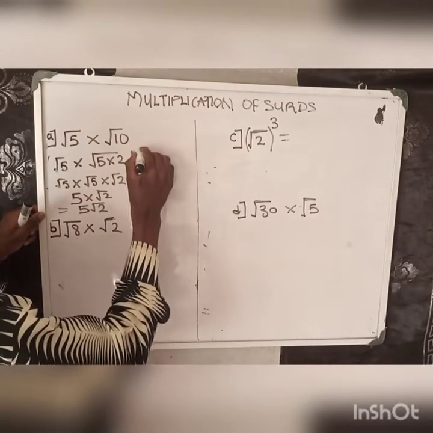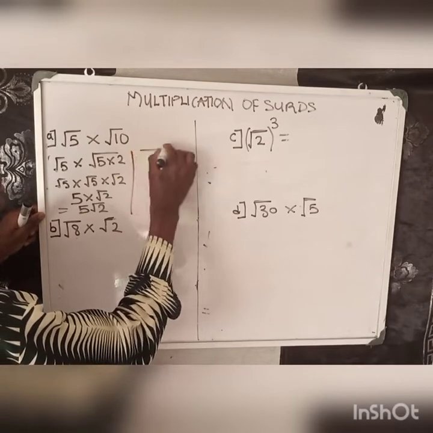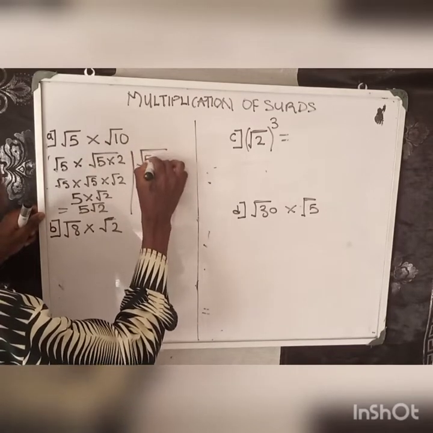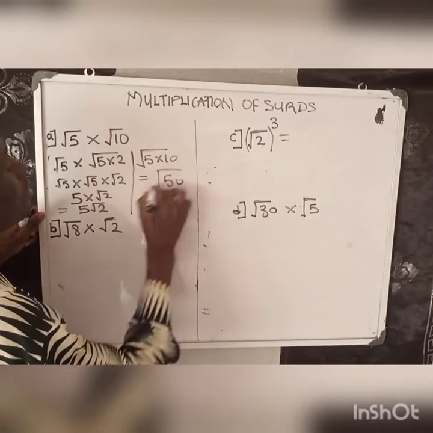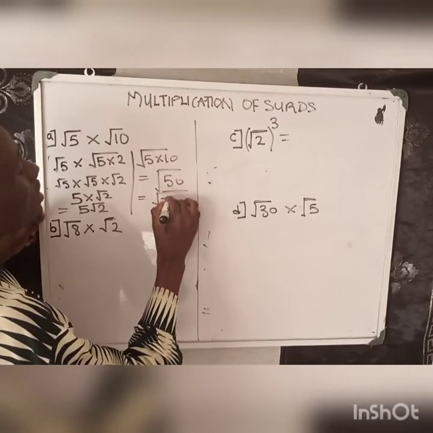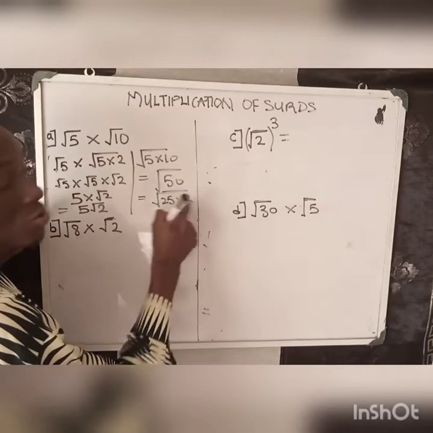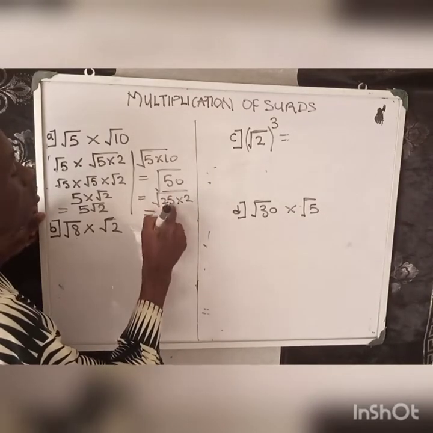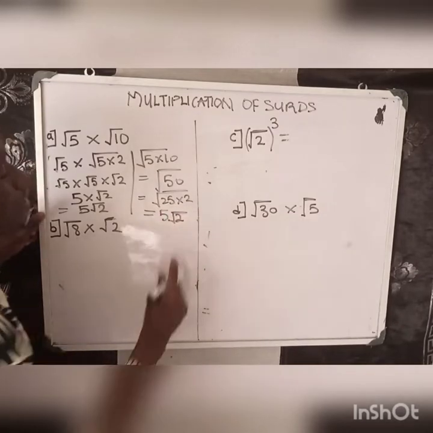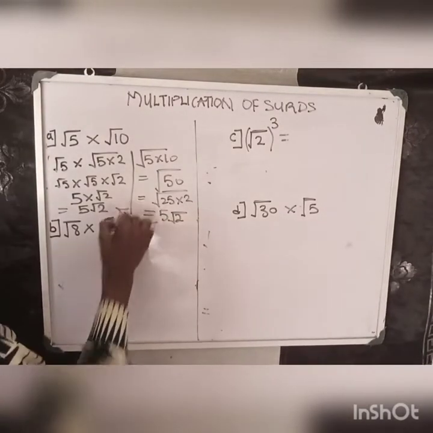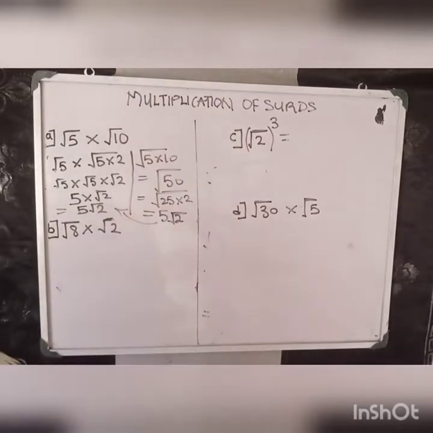Another way of solving this, you multiply 5 times 10. This is equal to the square root of 50, and this can be 25 times 2. So the square root of 25 is 5, and 2 doesn't have a perfect square root. So 5 root 2 is our answer. It must be the same, it must correspond.